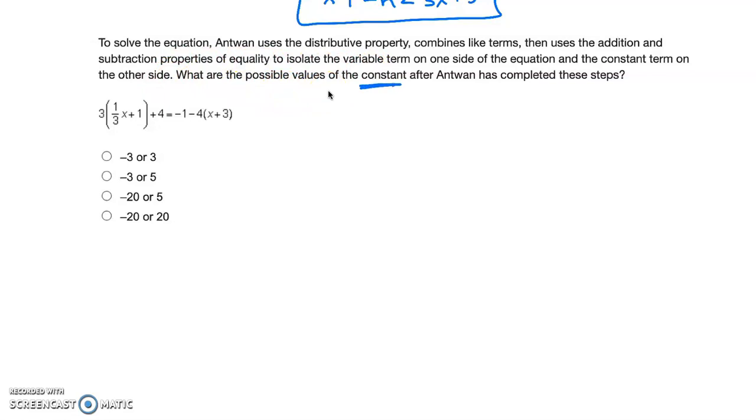And the reason there's two answers is because depending on which side we move the constant to and which side we move the variable to will make a difference. So if we simplify this by distributing, we get x plus 3 plus 4 equals, and then we distribute this as well, negative 1 minus 4x minus 12. Now there's two ways I'm going to simplify, so x plus 7, and this is negative 4x minus 13.